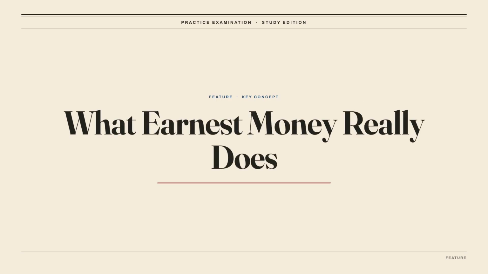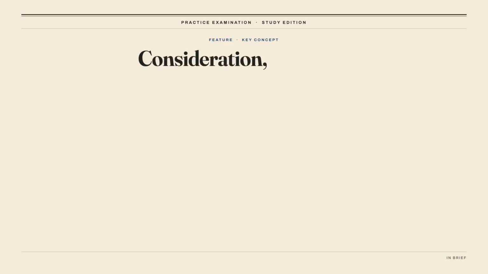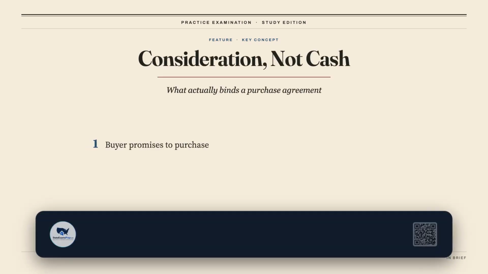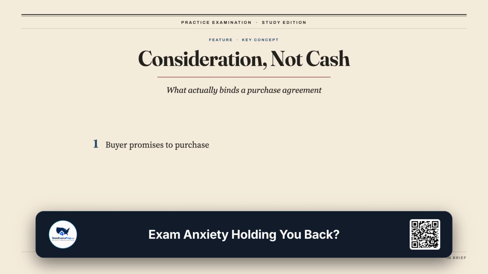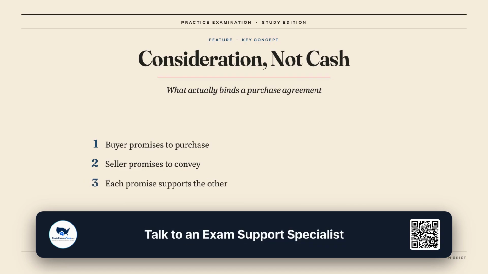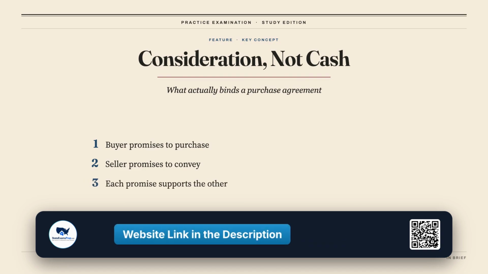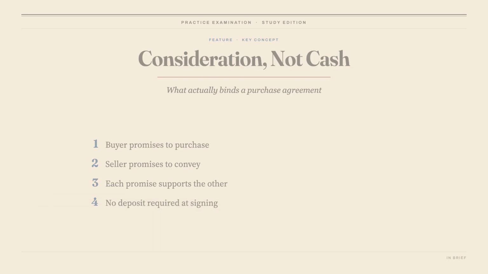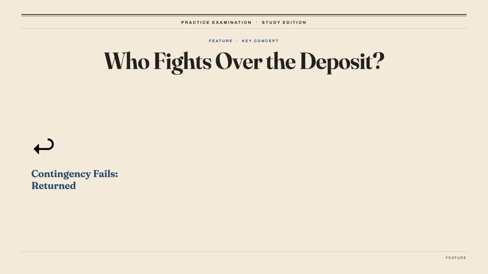Earnest money is the most misunderstood check in real estate. It shows good faith, but it is not what makes the contract binding. A contract is bound by consideration, and in a purchase agreement that consideration is the exchange of promises. The buyer promises to purchase, the seller promises to convey, and no money has to change hands for the parties to be bound. Disposition on failure is what parties actually fight about.